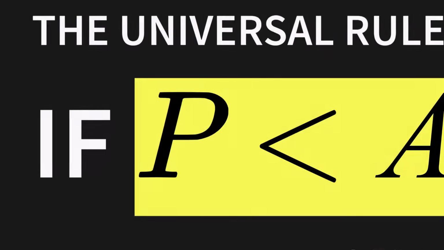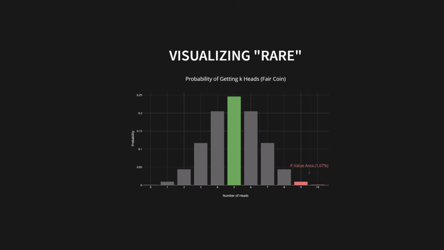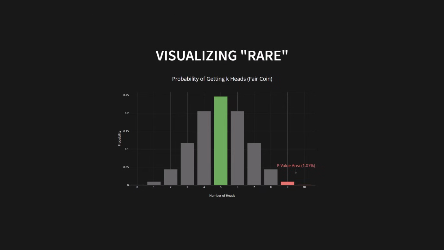And this brings us to the one universal rule that governs everything. If p is less than alpha, you reject H naught. That's the whole game. You can even visualize what rare looks like. Imagine a bar chart of all the possible outcomes. The chances of getting 9 or 10 heads would be these tiny little bars way off to the side. That's our rejection region.